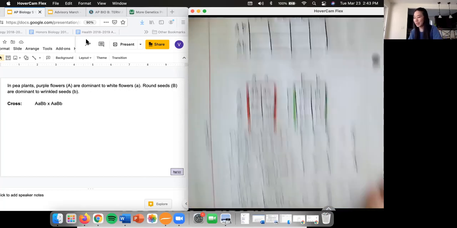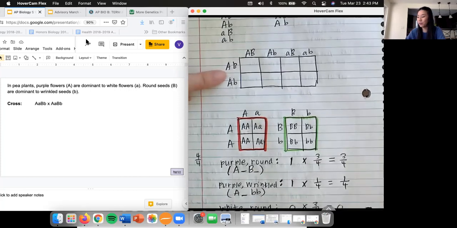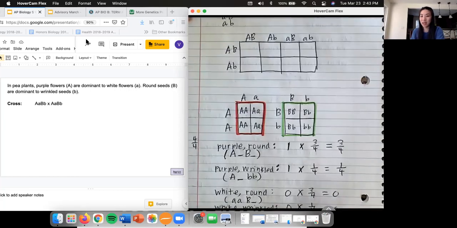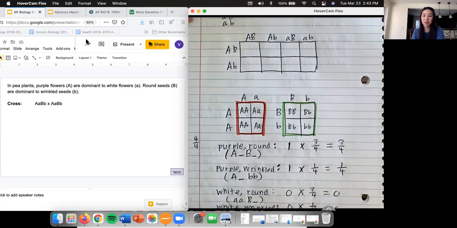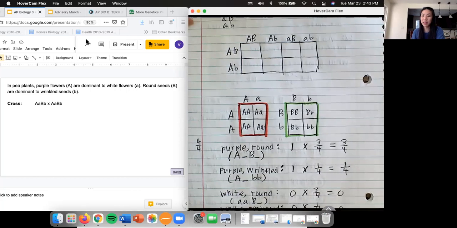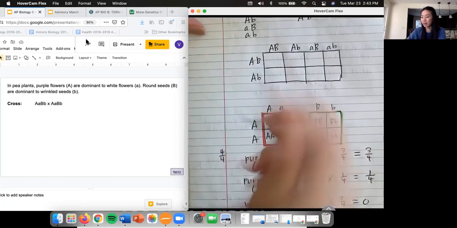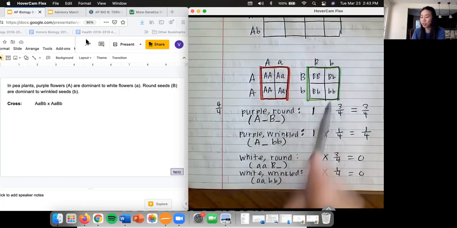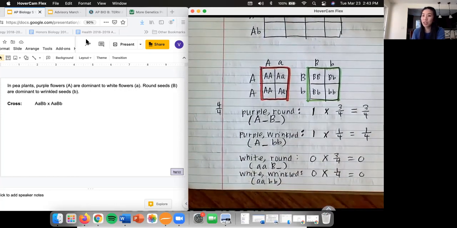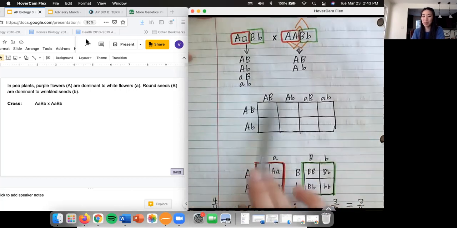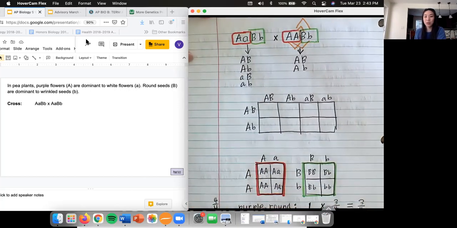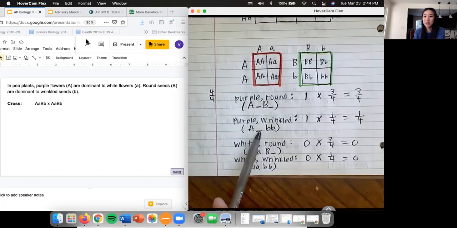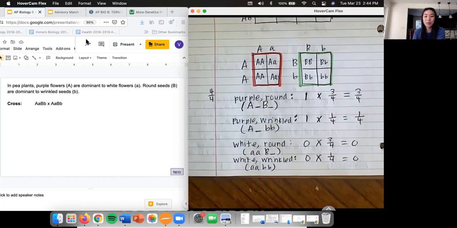I didn't fill in this top square, but if you fill this in with all the genotypes and you counted up each one, you would also get the same numbers as down here. So the second way to solve these dihybrid crosses is to do 2 separate Punnett squares and do the multiplication rule. The first option is to make all the gametes and make a big Punnett square and do it that way. A lot of people like to do it this way. It's easier, but it's up to you.